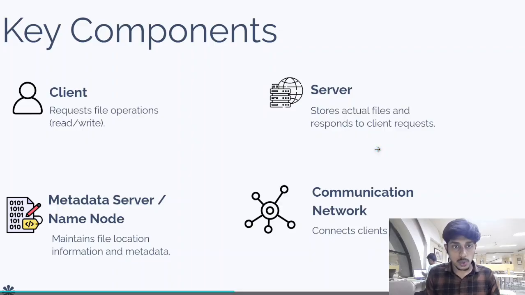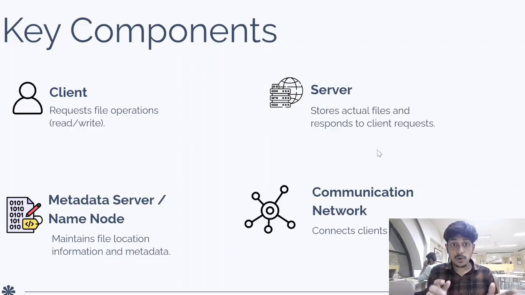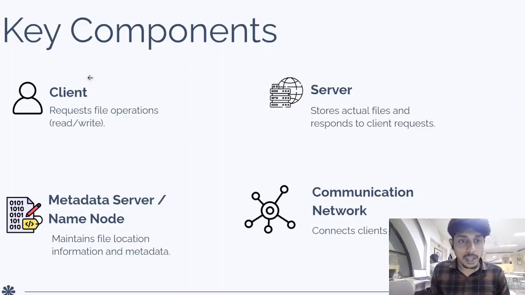All right. So in the last part, Jitesh talked about what a DFS is and what its goals are, like transparency, reliability, and scalability. Now let's get into the how part, like how does it work? So in this slide, we'll talk about the key components that make this a DFS, distributed file system. The first one is client, server, then there's metadata server and name node, and the communication network. So first let's talk about the client.